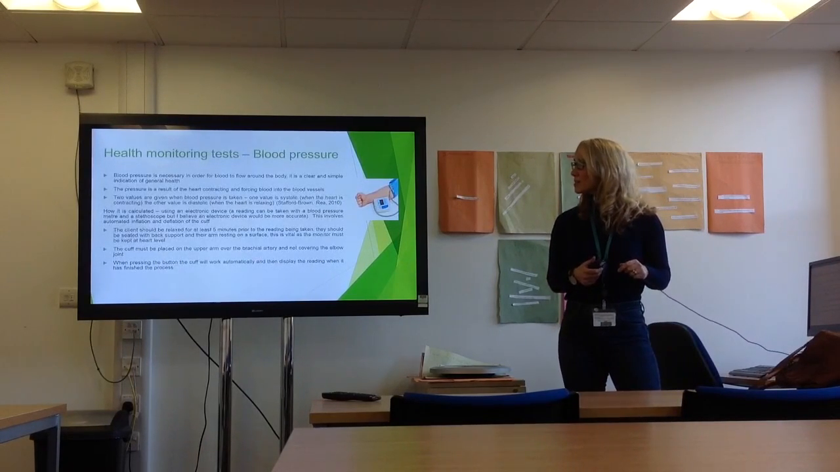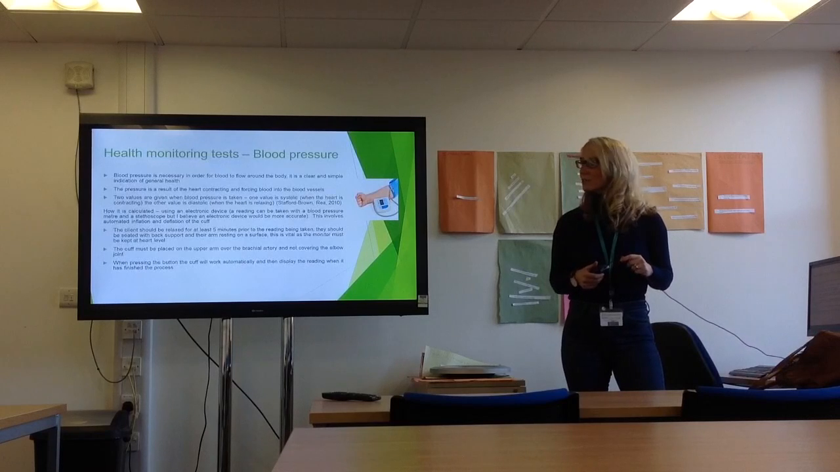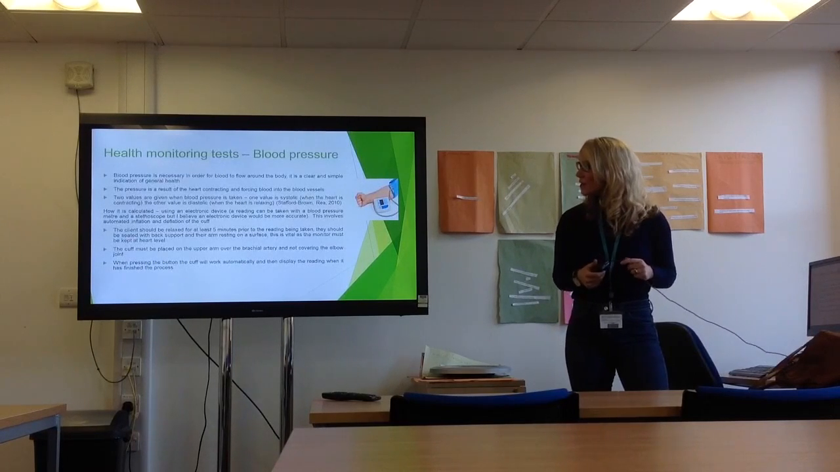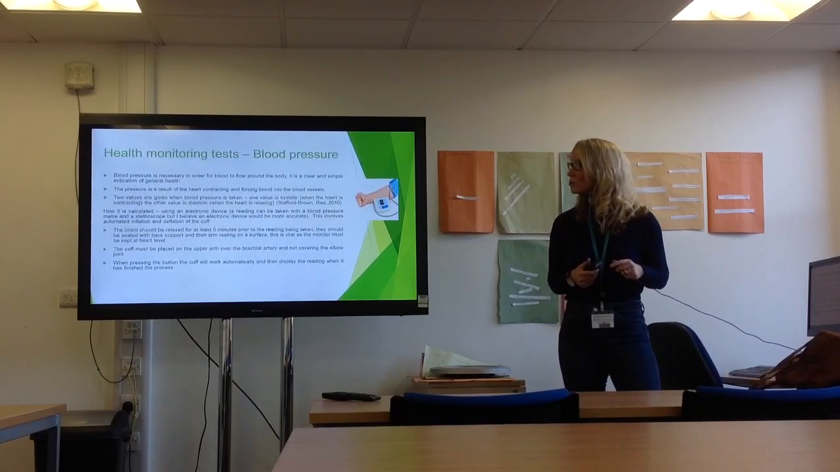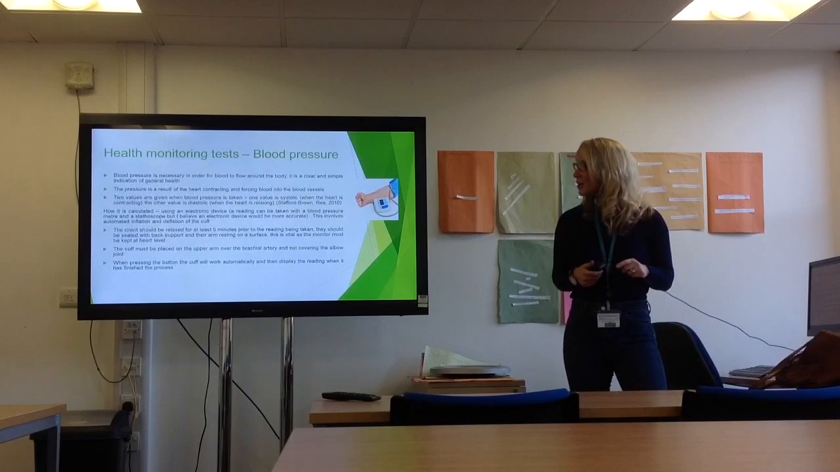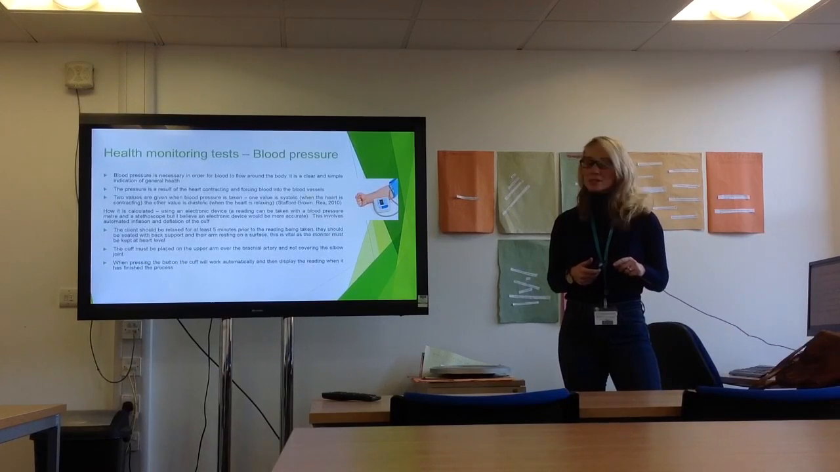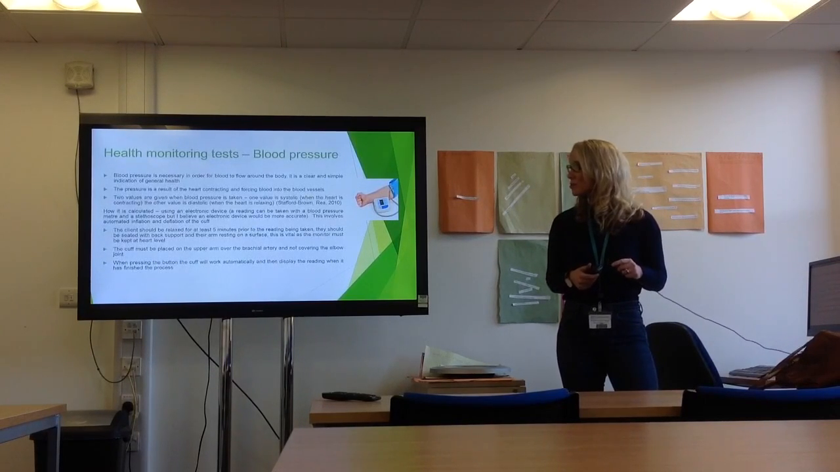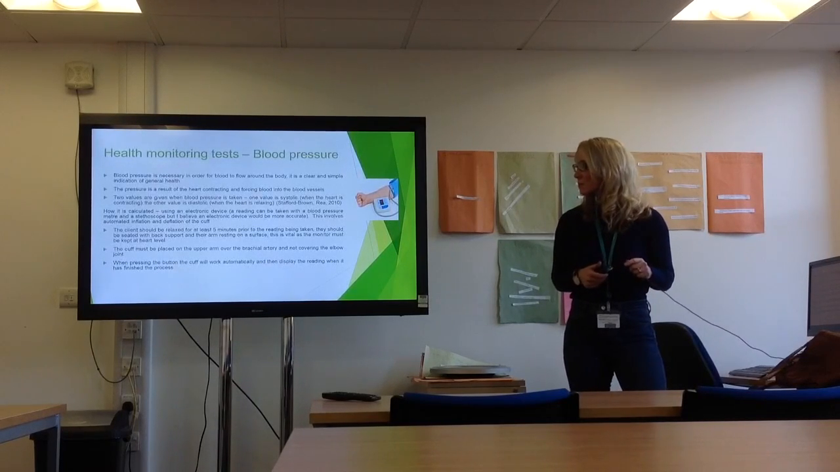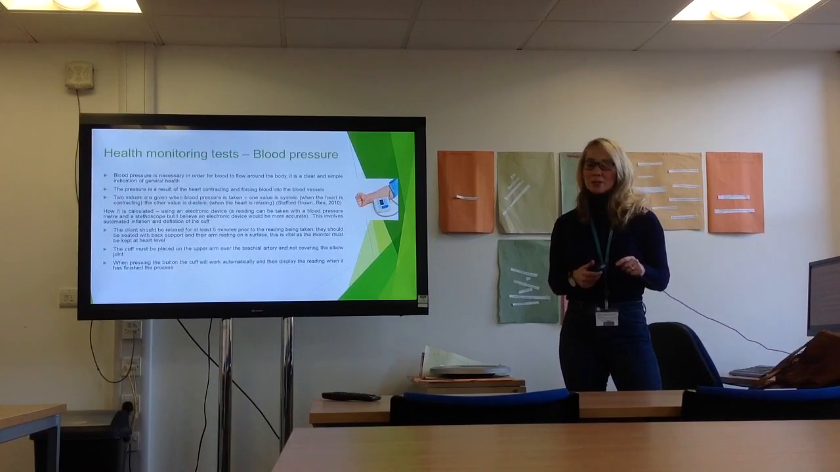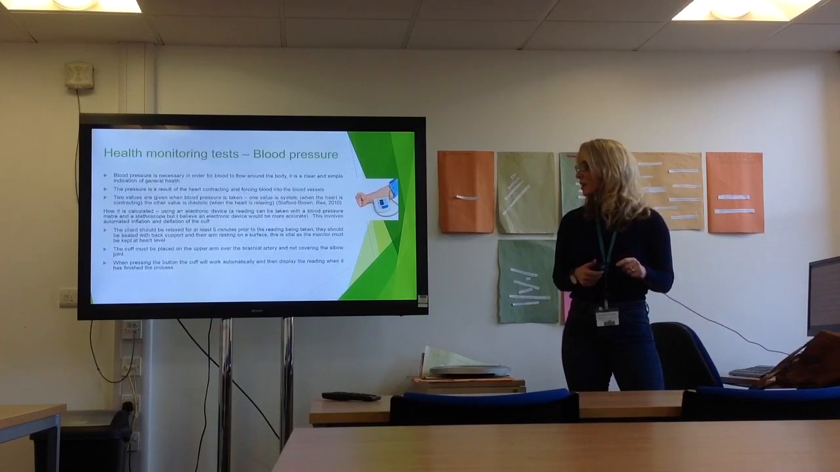Blood pressure is necessary in order for blood to flow around the body. It's a clear and simple indication of health. The pressure is a result of the heart contracting and forcing blood into the blood vessels to pump around the body. So two values are given when the blood pressure is taken. One is systolic, which is when the heart is contracting, and the other is diastolic, which is when the heart is relaxed. It's calculated by using an electronic device.